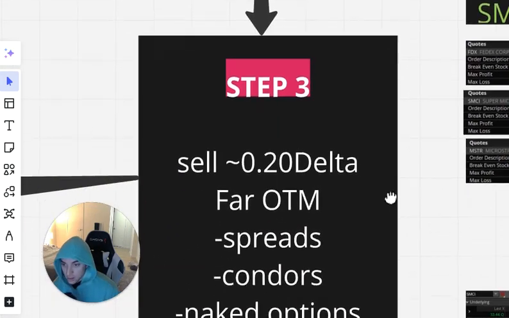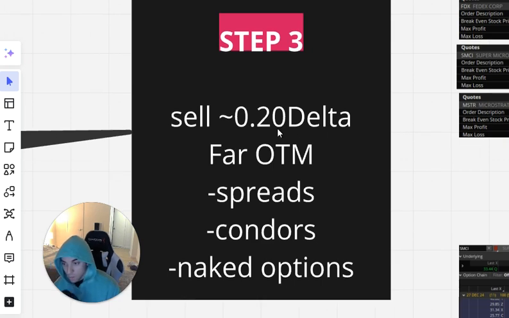So step 3, selling. This is actually how we're going to pick the criteria of the legs that we're going to choose for our spread. So we're going to sell a 0.20 delta or lower option that's super far out of the money, and we're going to either do a spread, a condor, or a naked option. So what does this mean?